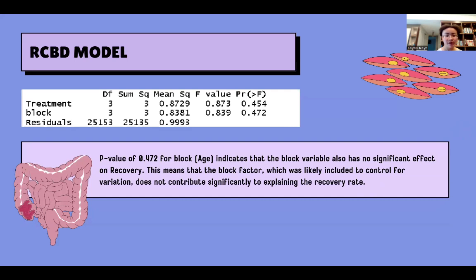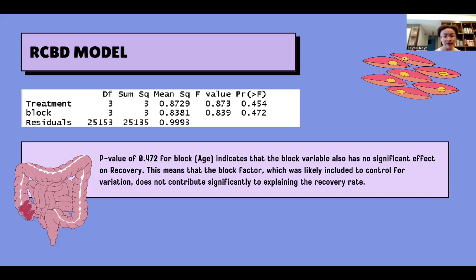The next one is the RCBD model. In the RCBD model, for the block we have the age group, and for the treatment we have the treatment type. So here we have the summary of the RCBD. For the treatment, the degrees of freedom is 3, the mean square is 0.87, the F value is 0.87, and the p-value is 0.45. And for the block, we have 3 degrees of freedom, a mean square of 0.83, an F value of 0.83, and a p-value of 0.47. And for the residuals, we have a sum of squares of 25,135 and a mean square of 0.99.